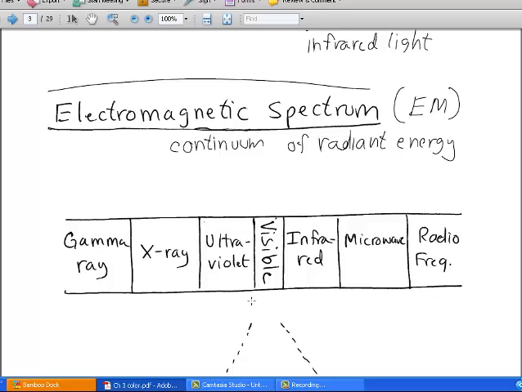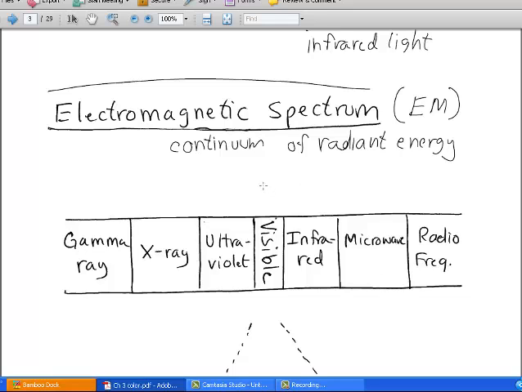And this diagram here shows the basic categories. Visible I've put in the middle, and that's what our eye sees. To a higher energy, there's ultraviolet radiation. Higher than that is X-rays, and still higher is gamma rays. On the lower energy side of the spectrum is infrared light. Lower than that is microwave, and we usually don't use the term light once we get past infrared, but it's all radiation, and then finally radio frequency.